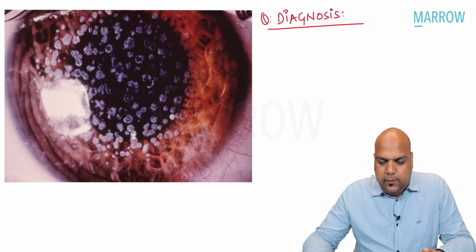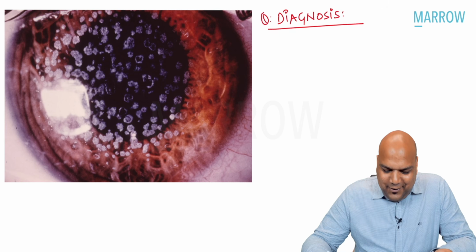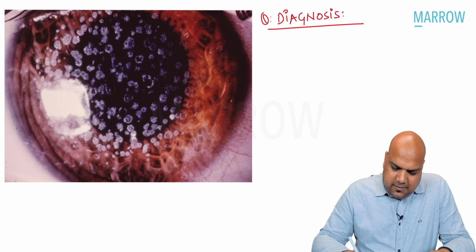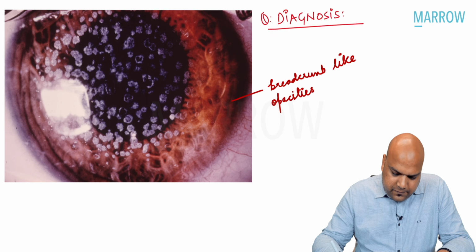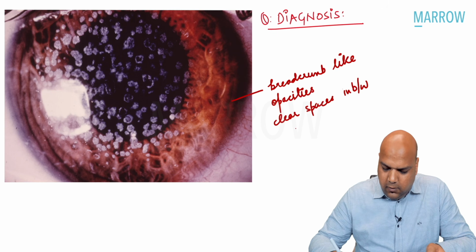Move on to the next image, everyone. Okay, what do we see? It looks like a beautiful painting. No, it's not a painting, it's a photograph. Yes. What is the diagnosis? So again, what do we see here? Can I say these are breadcrumb-like deposits, for lack of a better term? Breadcrumb-like opacities or deposits, and with clear spaces in between, right? Am I clear? Obviously, cornea.